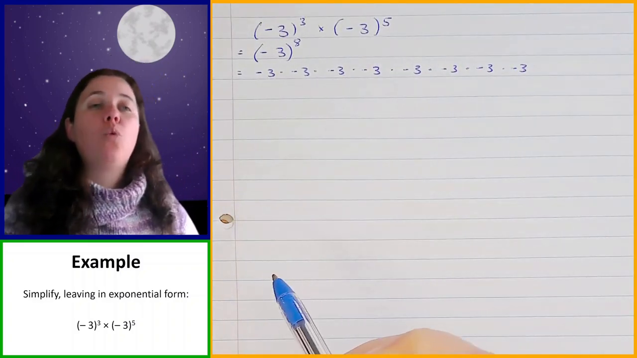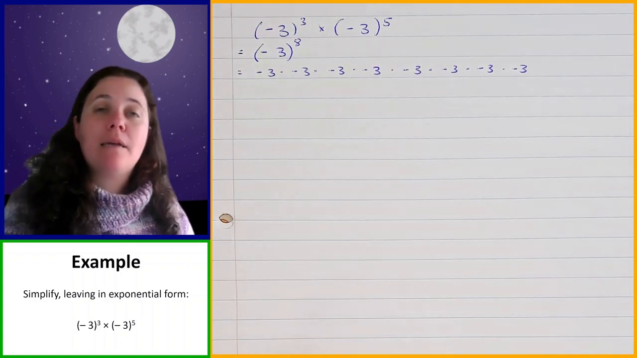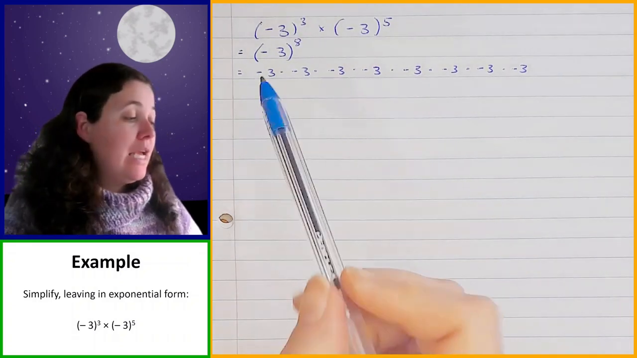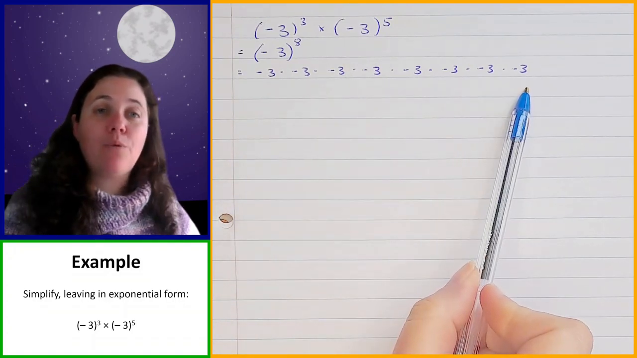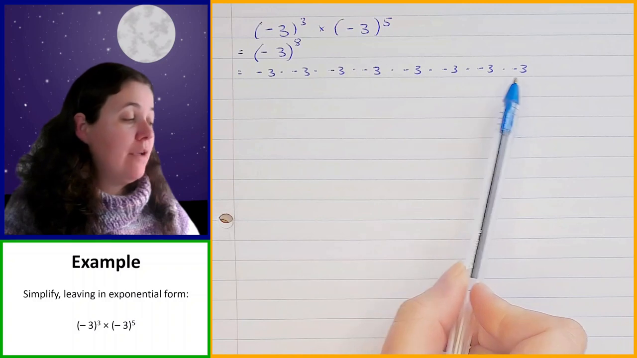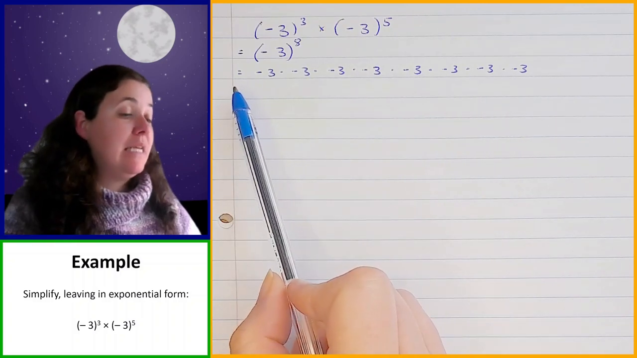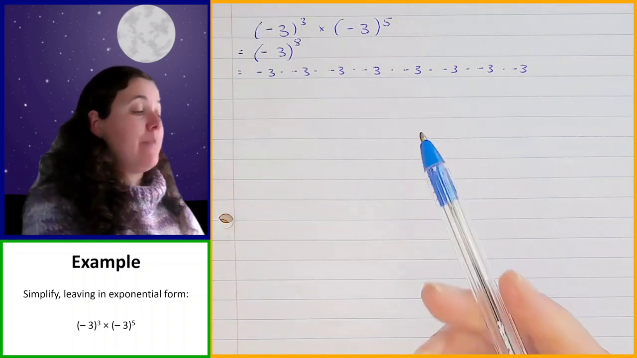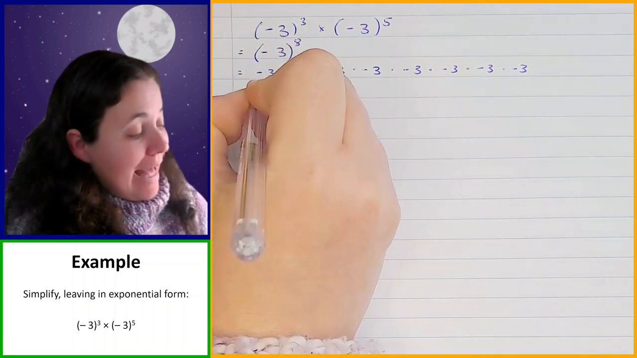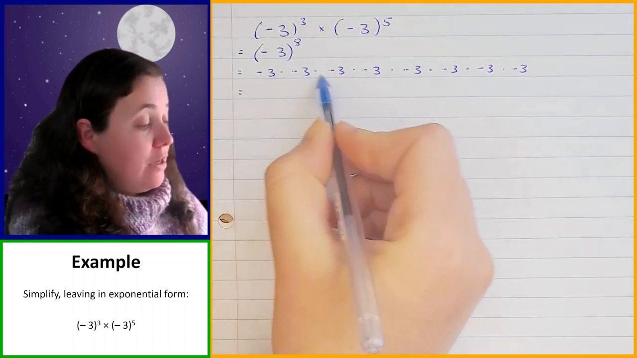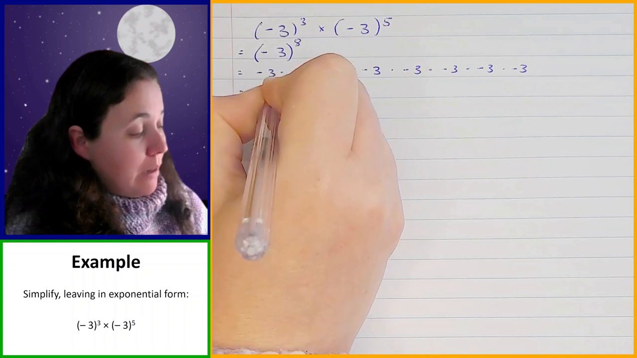Okay, so now we learned in our integer section that when you are multiplying negatives together, if there are an odd number of negatives, we'll end up with a negative answer. And if there's an even number of negatives, we're going to end up with a positive answer. So this is actually the same as positive because it's an even number. It's positive 3 to the power of 8.